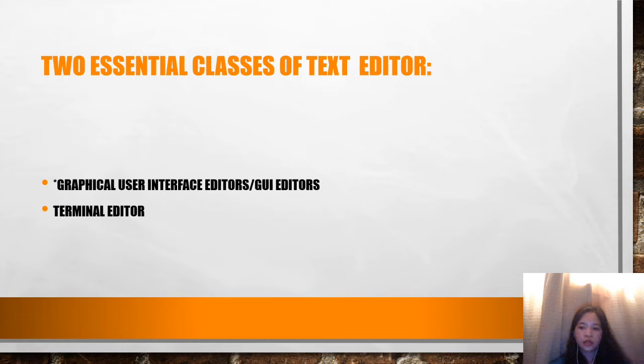The first one is Graphical User Interface editors, or GUI editors. It is used to visually create, modify, and train a neural net. The second one is Terminal Editor. Terminal Editor was used during the time when GUI hadn't been so popular and used yet.